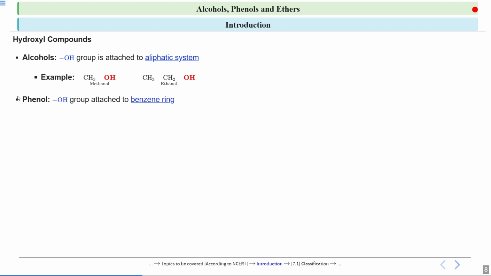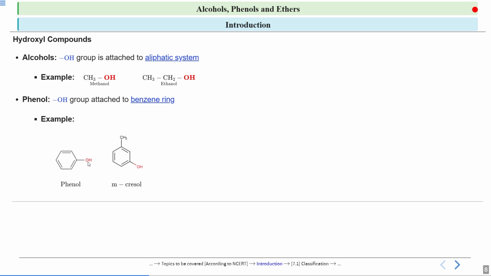Now, if we specifically talk about phenol, phenol also contains a hydroxyl group, but it is attached to the benzene ring directly, or you can say the hydroxyl group is attached to the carbon of the benzene ring, the aromatic ring. For example, you can see this OH group is directly attached to this unsaturated system of the benzene ring, and this is called phenol.